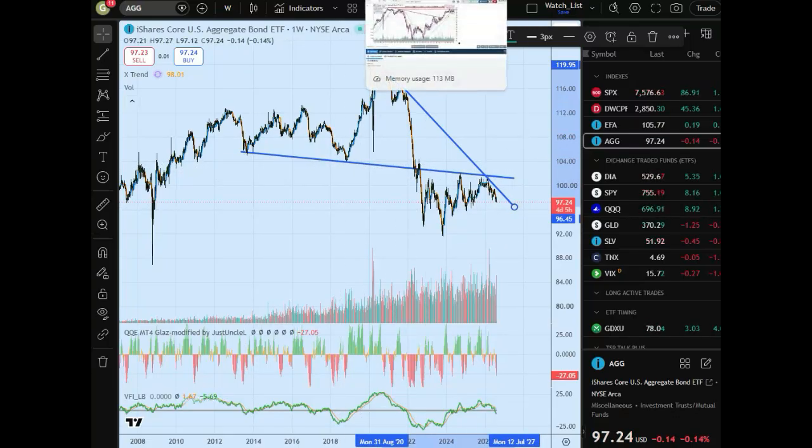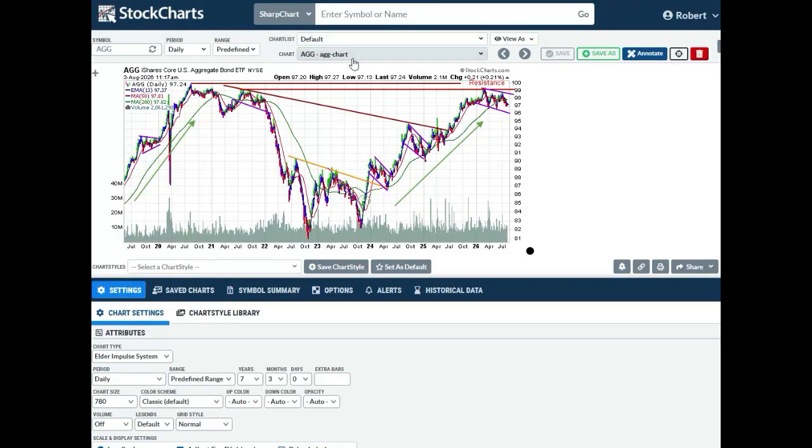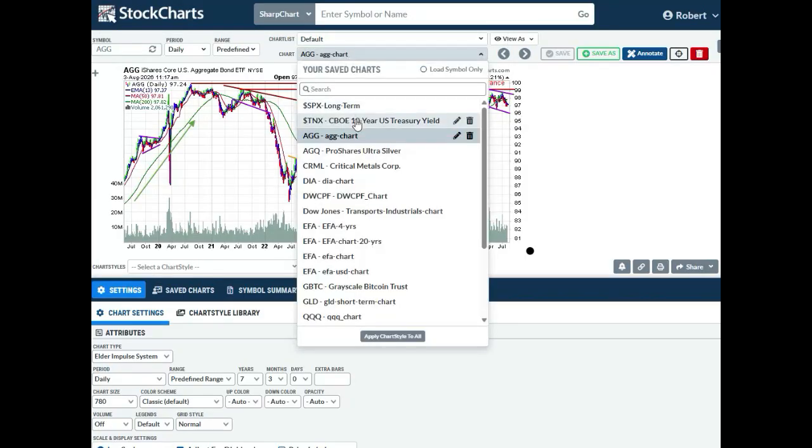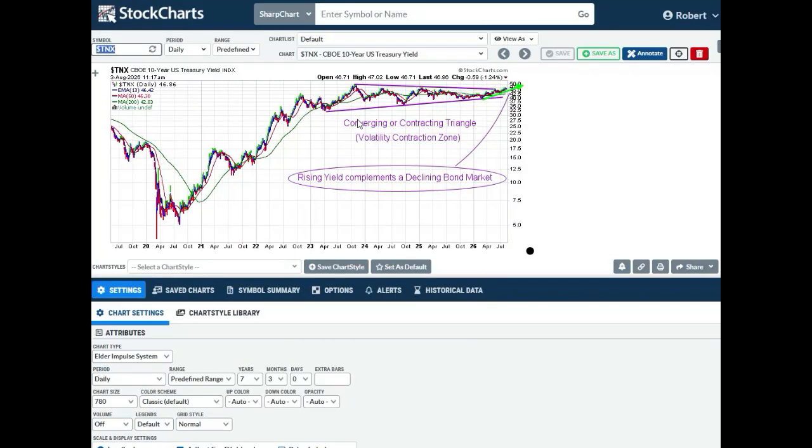Switching to StockCharts and looking at the 10-year U.S. Treasury yield chart, which is an inverse of the bond fund, we see a strong possibility of the yield chart going higher. Here, the yield was positioned in a 3-year converging or contracting triangle with lower highs and higher lows, while the trading range was narrowing, and now it seems to be trending higher from the zone.